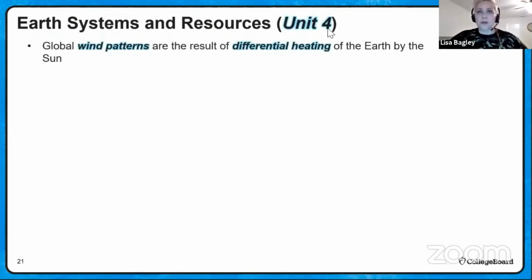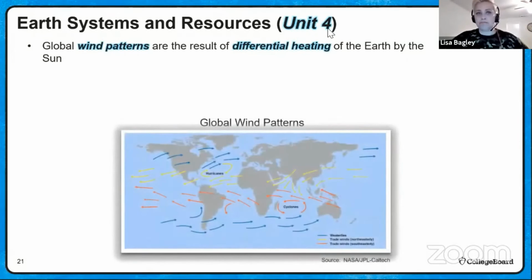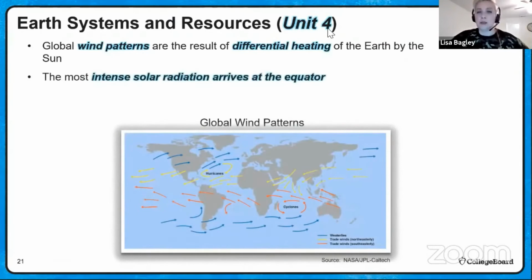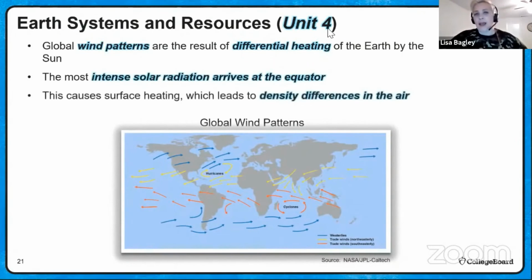Global wind patterns are the result of differential heating of the Earth's surface by the sun. Yay, global wind patterns. The most intense solar radiation arrives at the equator. This causes surface heating, which leads to density differences in the air. And these density differences lead to our tricellular model of atmospheric circulation.